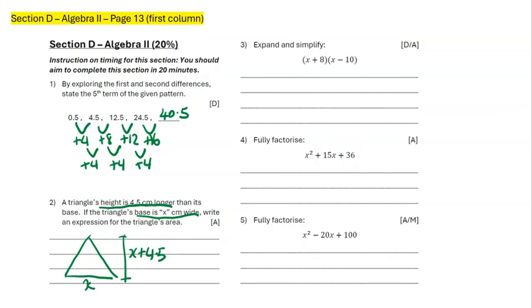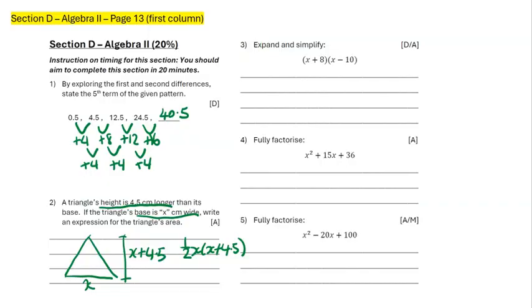The area of a triangle, hopefully you remember the formula, it's 1/2 of base times height, right? So it's going to be 1/2 times the base, which is x, times the height, which is x plus 4.5. So that there would be the expression we're looking for. You could potentially expand this if you want to, but you definitely won't be getting any extra marks for that work. So question number 3, expand and simplify this.